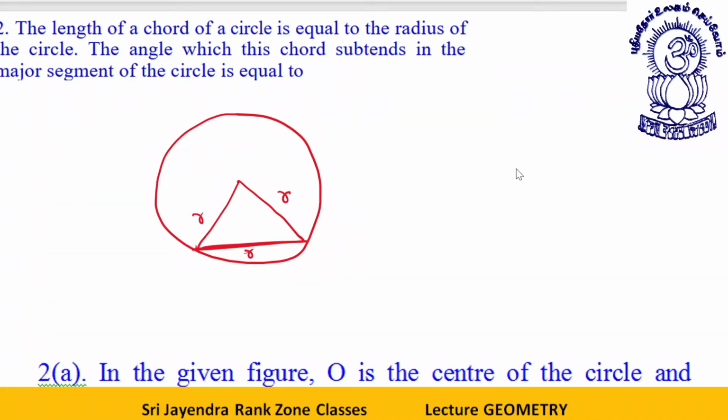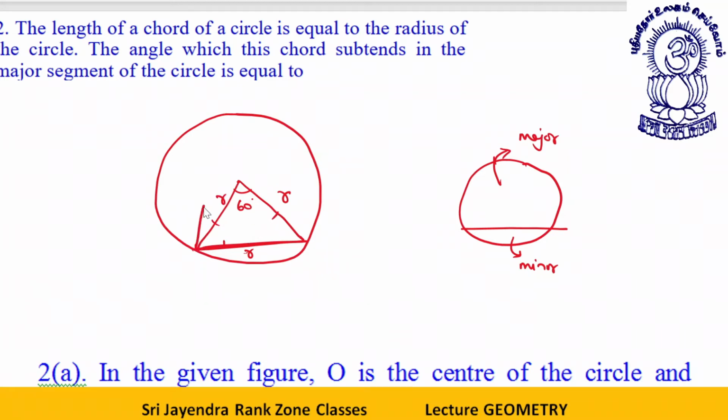If this is a circle and this is a chord, the smaller portion is called the minor segment, the larger portion is called the major segment. So what will this angle be? This angle will be 60 degree. How come? All the sides are equal, therefore it becomes an equilateral triangle. Now let me take any point over here. If at the center this angle is 60 degree, this will be 30 degree. I'm sure it is clear to all of you. Okay, dear students, so far clear? Let's move ahead.